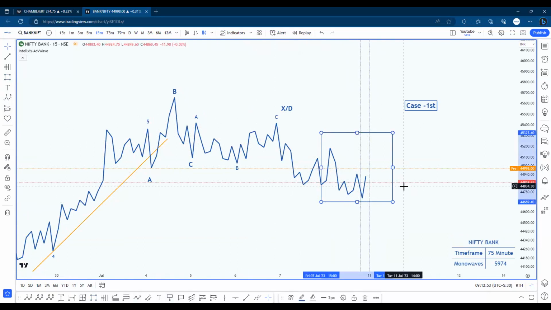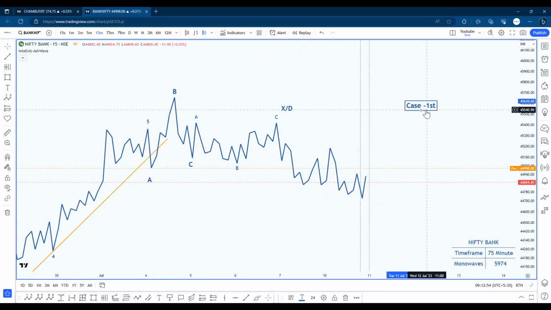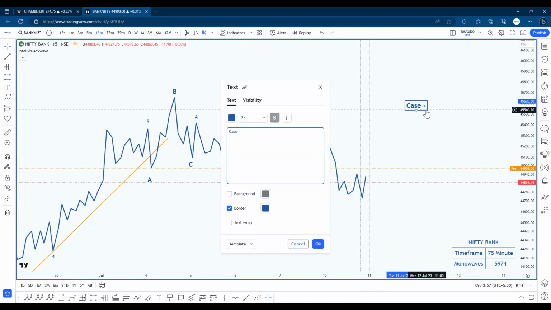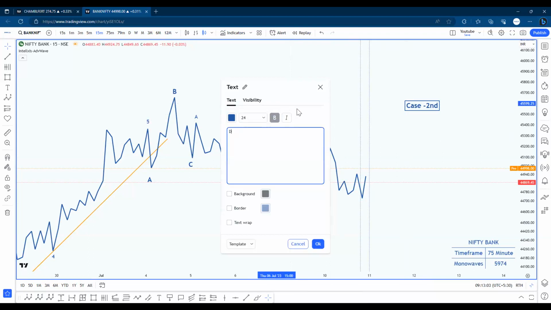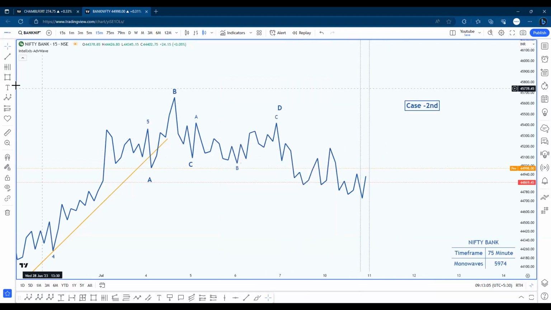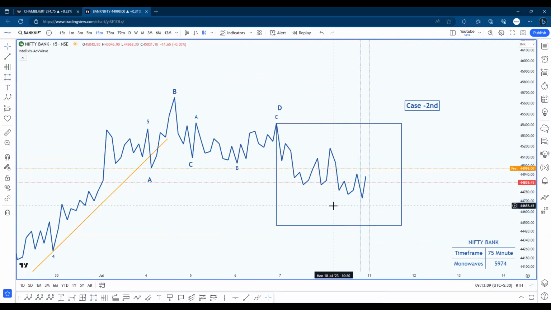Now, consider case number second. In case number second, I am considering this as a wave A. If the whole of this is going to be my D and this whole is going to become my wave A. So what I need to do, whenever you can mark this, is very easily.